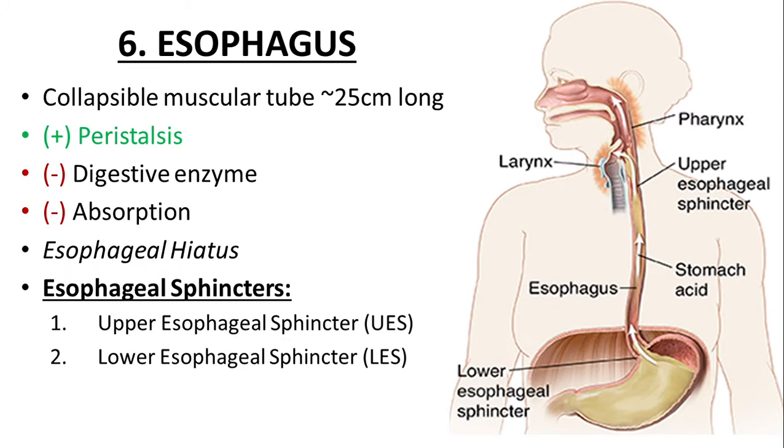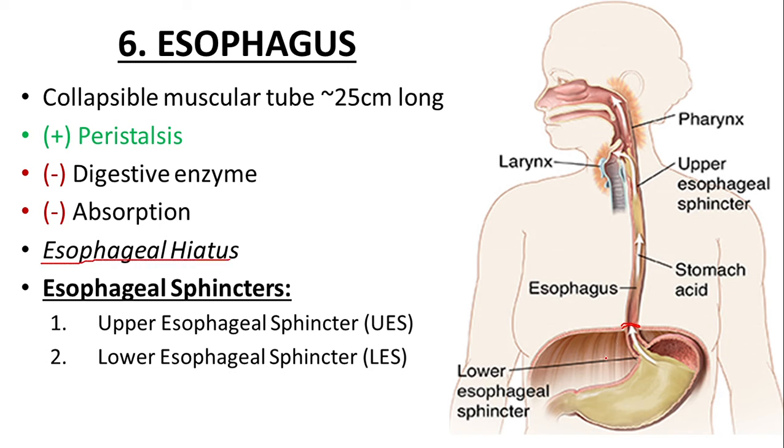Next, you have your esophagus. This is a long collapsible tube capable of peristalsis but not capable of secretions, not capable of digestion, and not capable of absorption. So it is only a passageway, the esophagus, right? And as you can see here, its location is that it pierces your diaphragm. So it goes through, it enters the diaphragm, piercing through. And this is the part known as your esophageal hiatus.